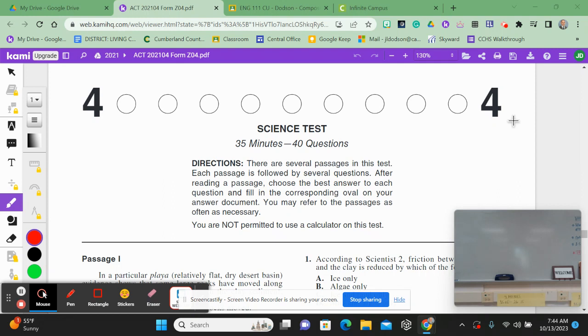Use table 1 to find the answer, use table 1. Okay, it's not lying to you. Find table 1 and go from there.